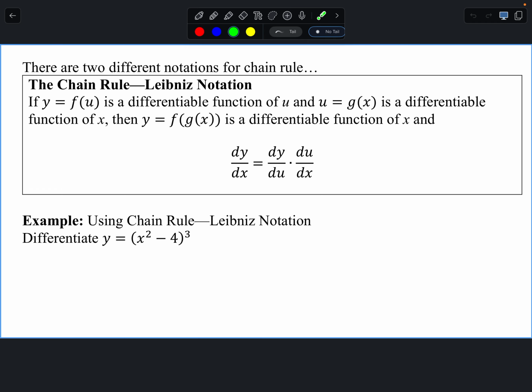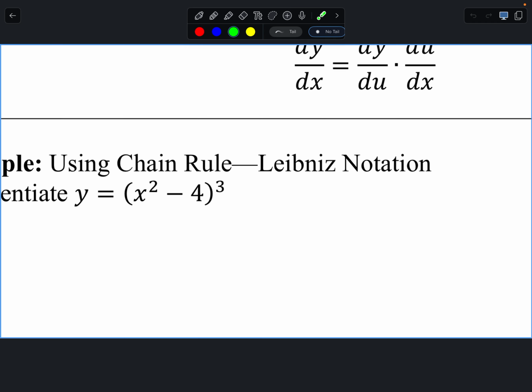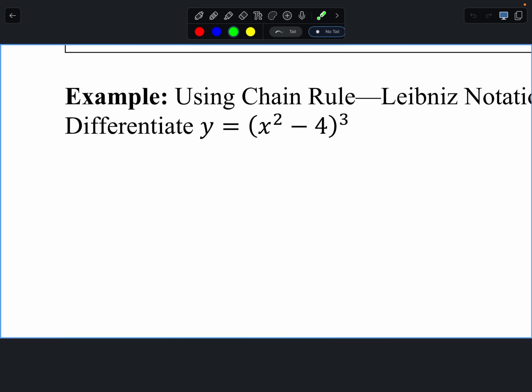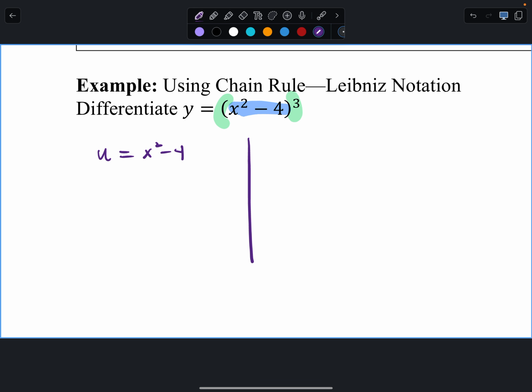So if we were to think about not multiplying this out, and instead letting u equal the inside function, so we have outside function and inside function, letting u equal x squared minus 4, and then y equals u cubed. Do you see how if you were to substitute this in, it would be this function? Yeah, okay. So this is u in terms of x.